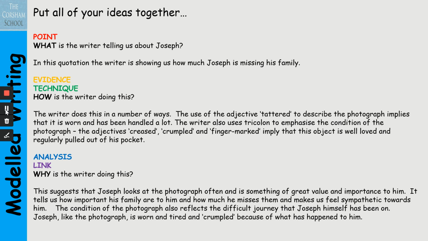This suggests that Joseph looks at the photograph often and it is something of great value and importance to him. It tells us how important his family are to him and how much he misses them and makes us feel sympathetic towards him. The condition of the photograph also reflects the difficult journey that Joseph himself has been on. Joseph, like the photograph, is worn and tired and crumpled because of what has happened to him.